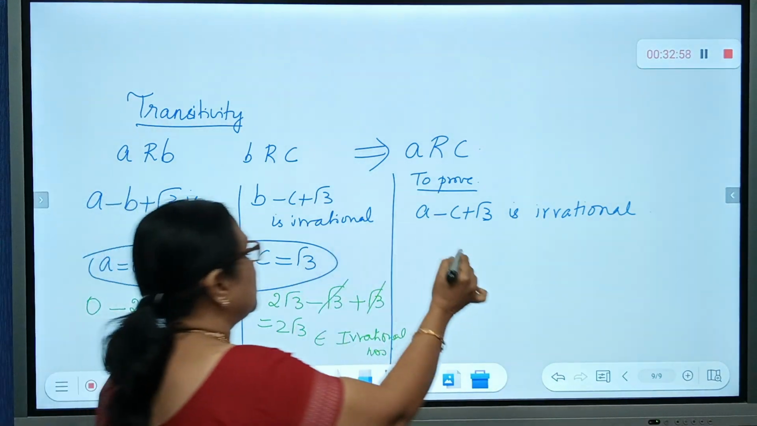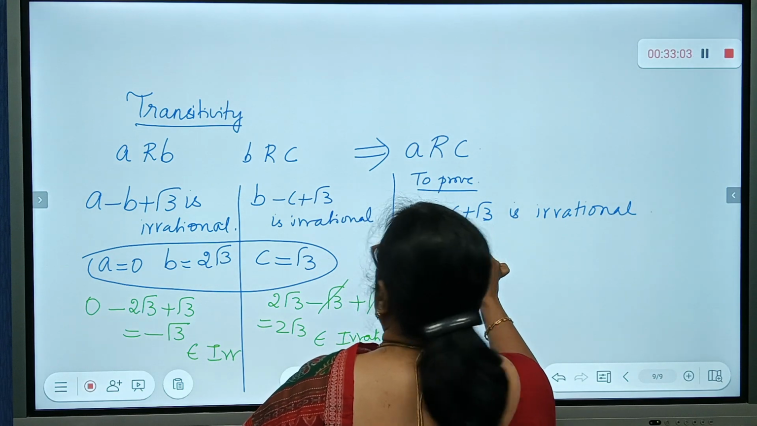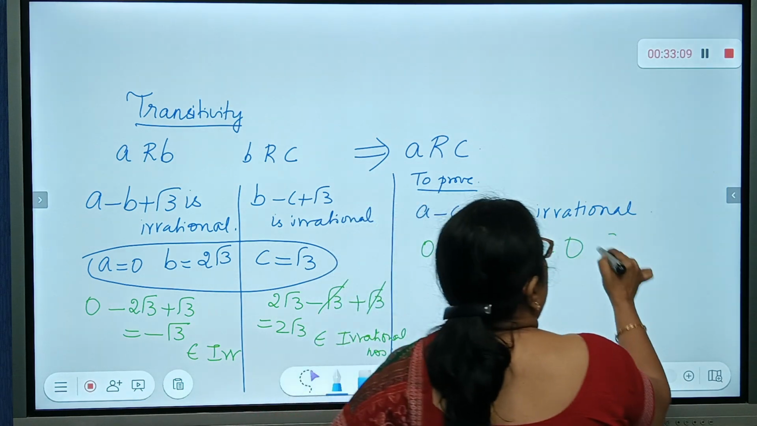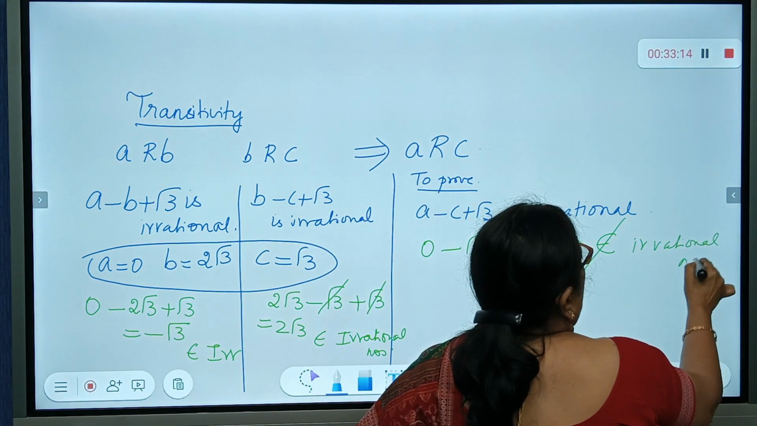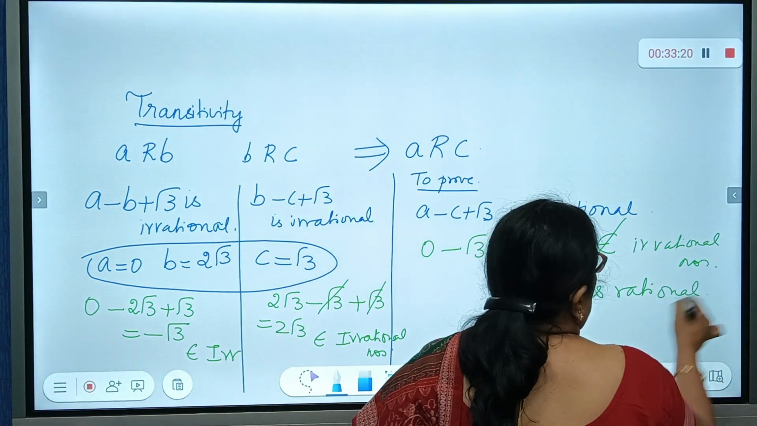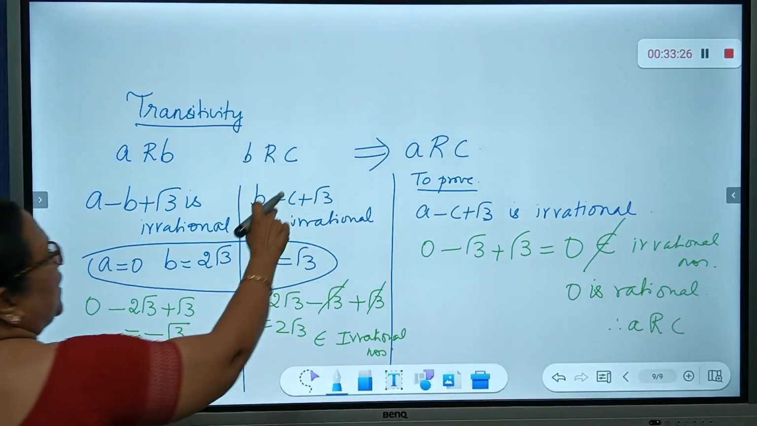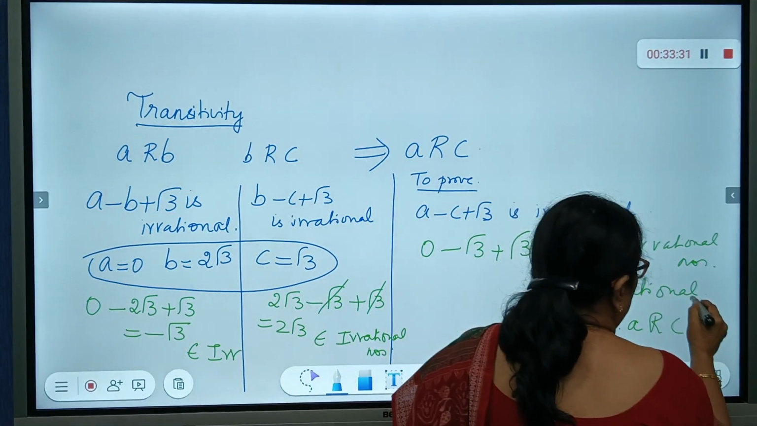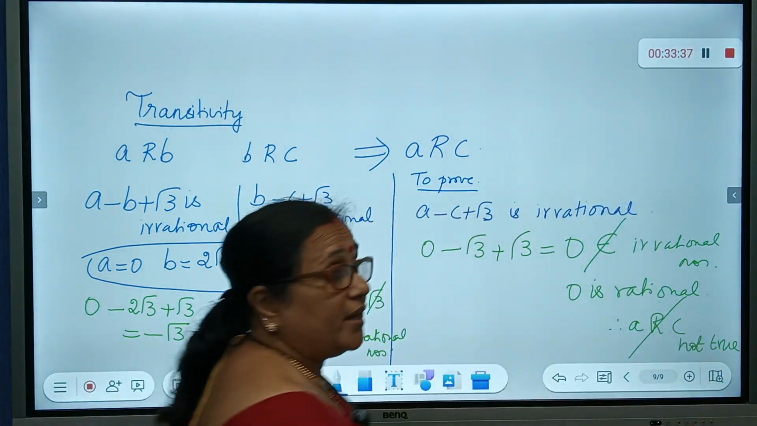Now what about A minus C plus root 3? A is 0. Minus C is minus root 3 plus root 3. What do you get? 0. Which does not belong to the set of irrational numbers, as 0 is rational. Therefore, A is not related to C. So, A is related to B, B is related to C, but A is related to C is not true, because we get 0 to be a rational number.